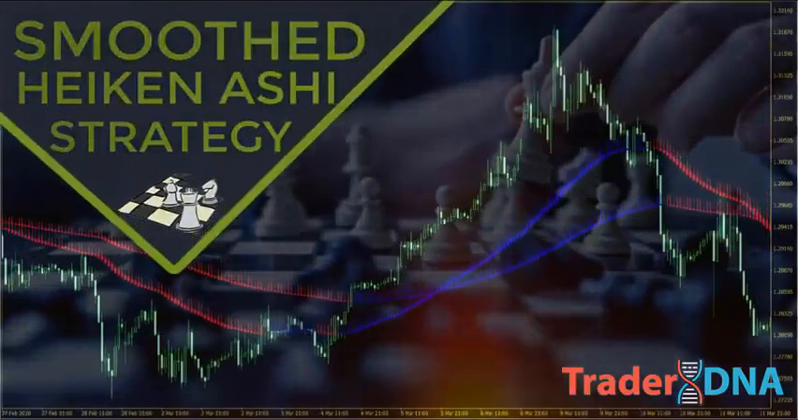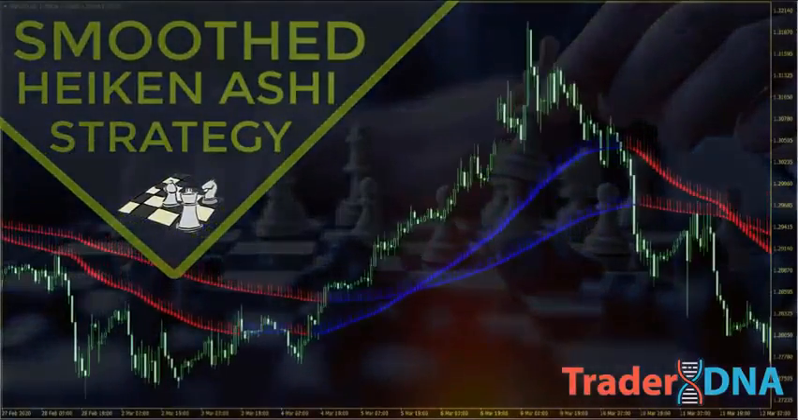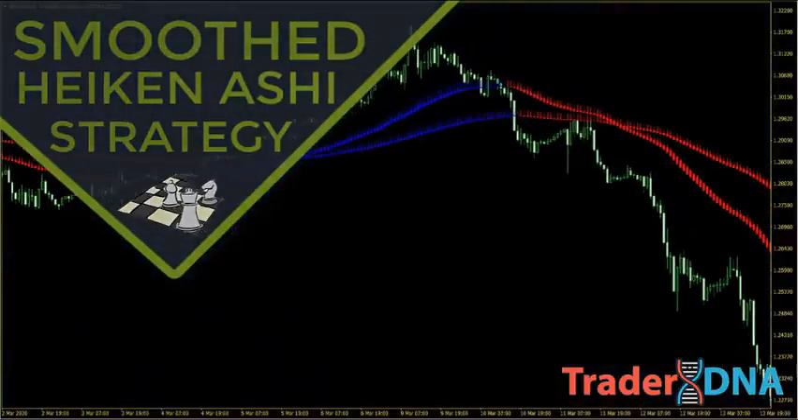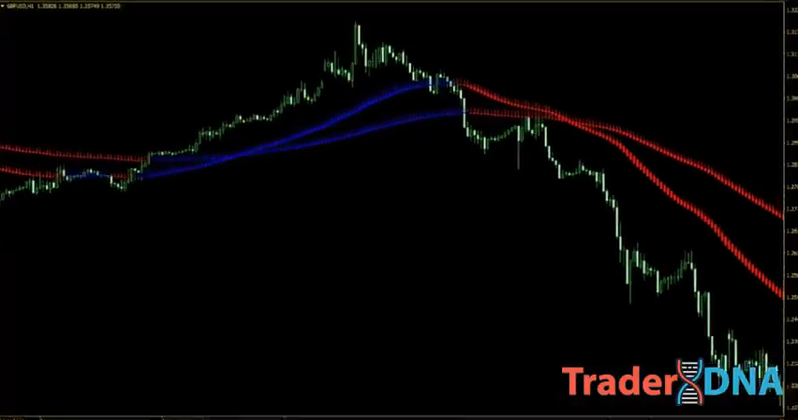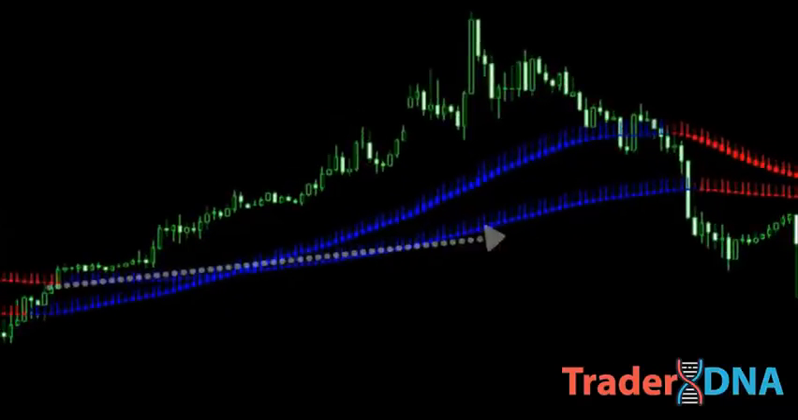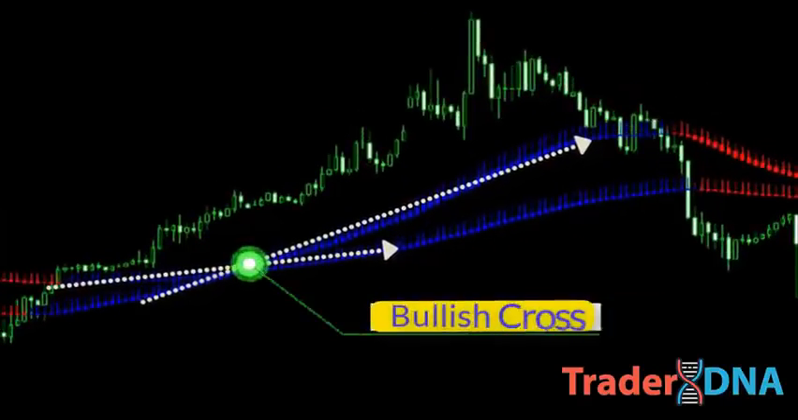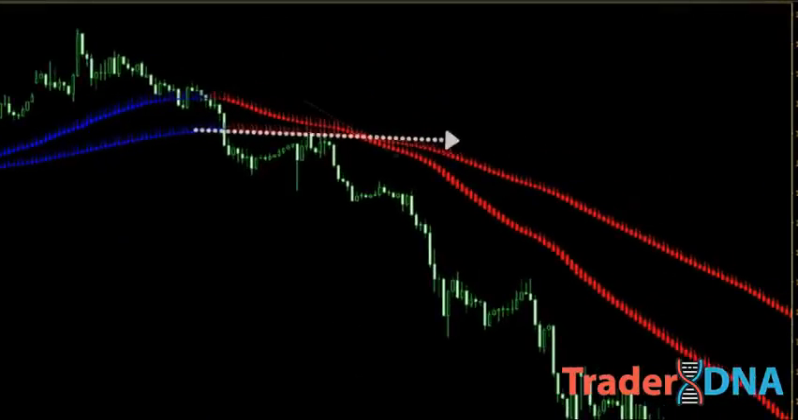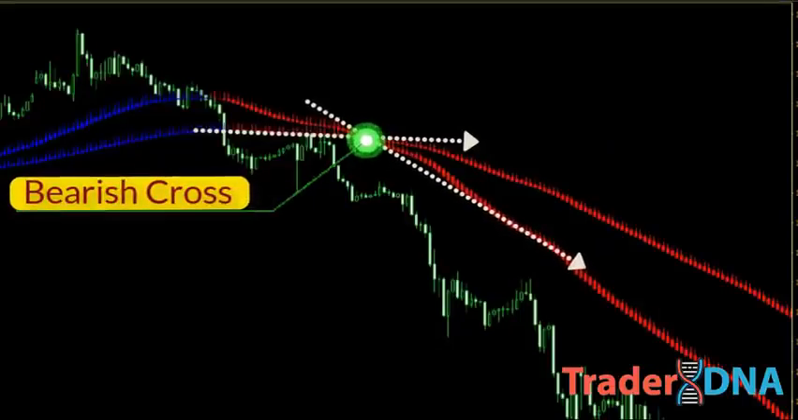Smooth Heiken Ashi trading strategy. When making use of multiple smooth Heiken Ashi, you might have the idea to trade when the lines will cross. A bullish cross is identified when the short-term smooth Heiken Ashi crosses above the long-term smooth Heiken Ashi, while a bearish cross represents the short-term smooth Heiken Ashi crossing below the long-term smooth Heiken Ashi.